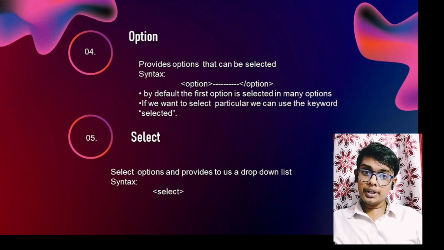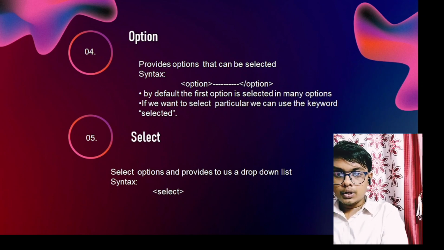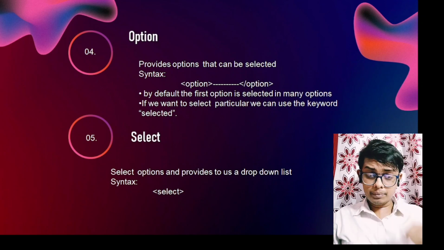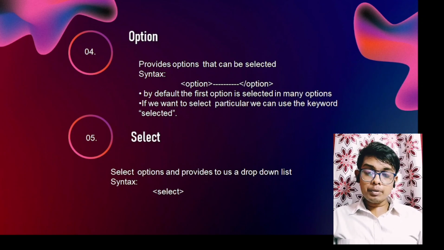The option element cannot be used on its own; it works with select. The next element is select. The select element provides a drop down list. The syntax is select, and in between we can write options. The first option we provide will be the default selected value.